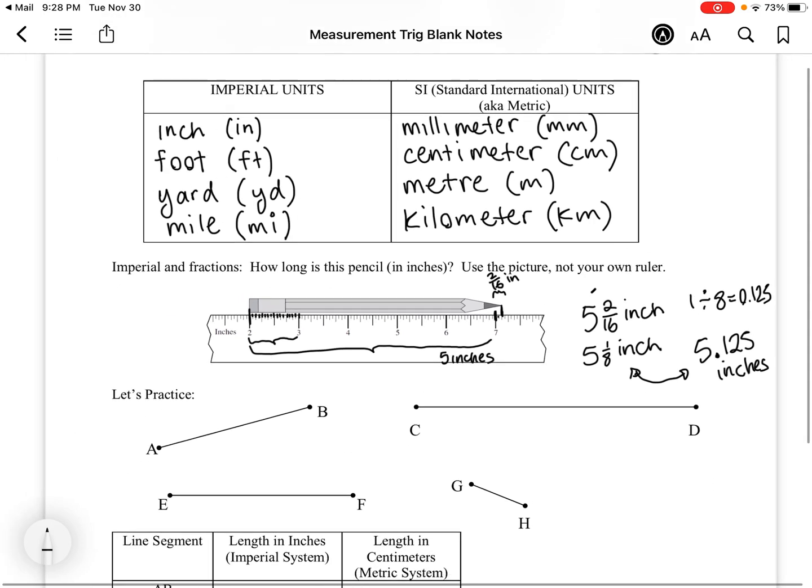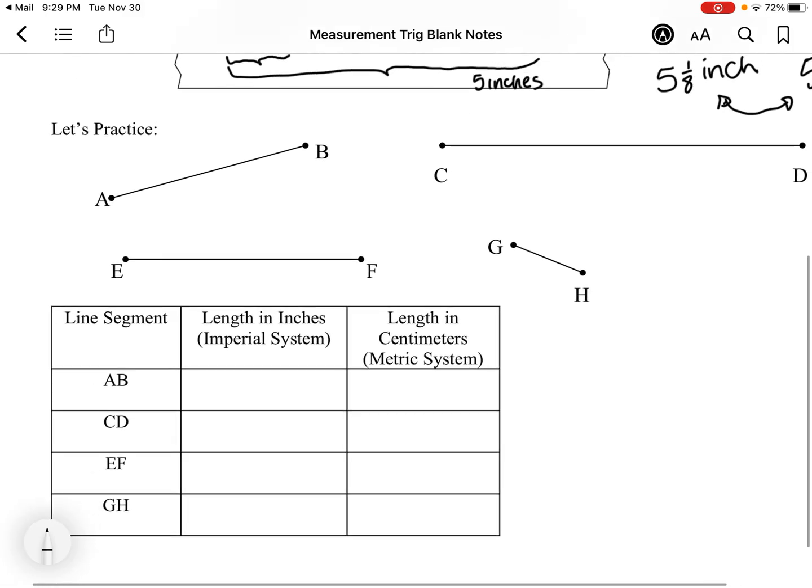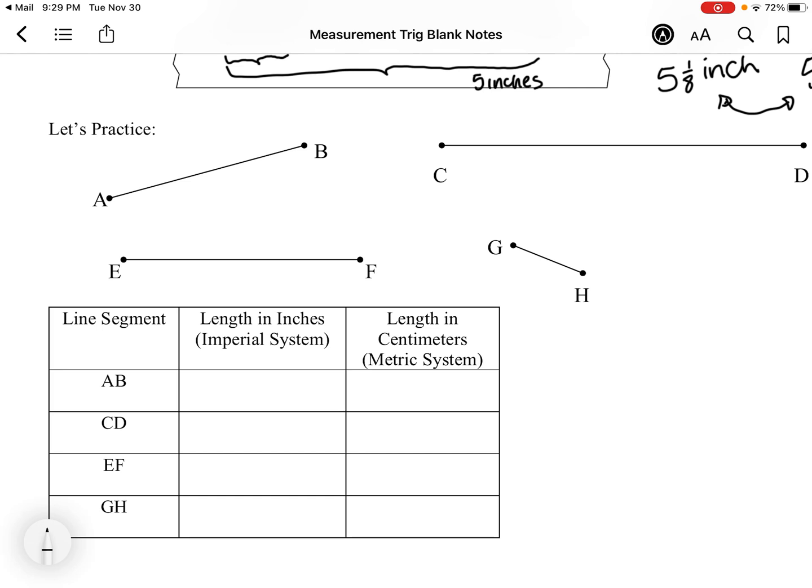Okay, so I would like you guys to try this out. You should have some rulers in the classroom, and I want you to measure all of these line segments in both inches and in centimeters. Okay, so I'm gonna let you guys do that. You guys can check your answers on D2L. The completed notes are on there. If you're off by like 0.1 of a centimeter, that's okay. Okay, it doesn't have to be perfect, but it should be fairly accurate. Okay, so I'm gonna let you guys practice that.